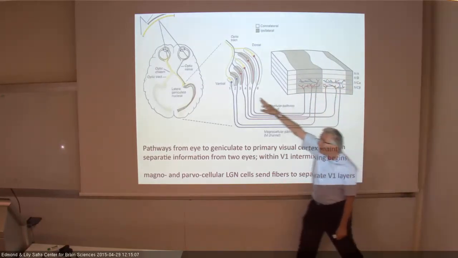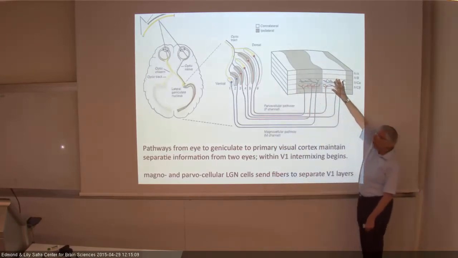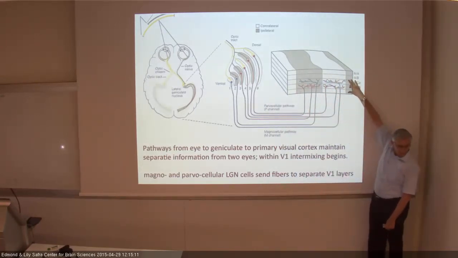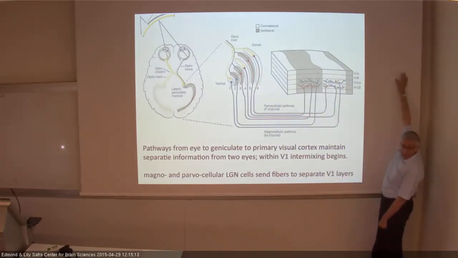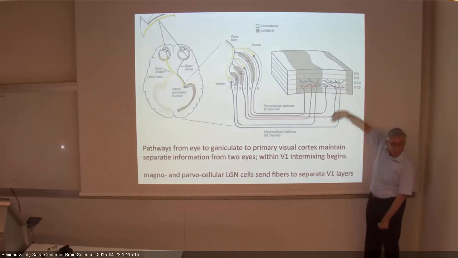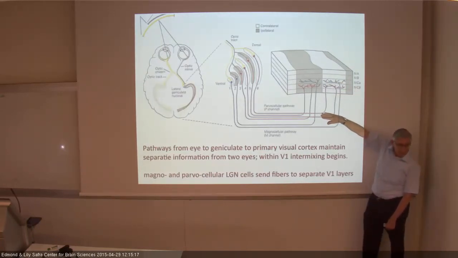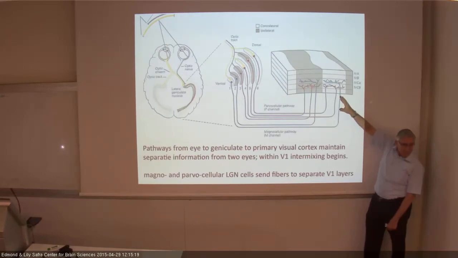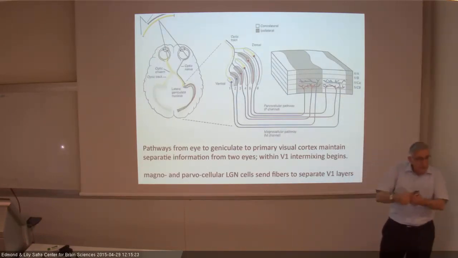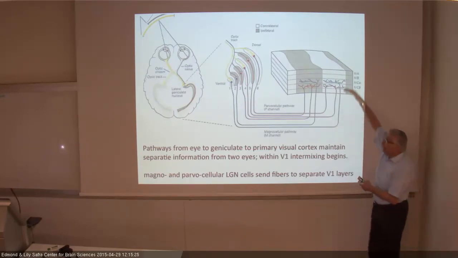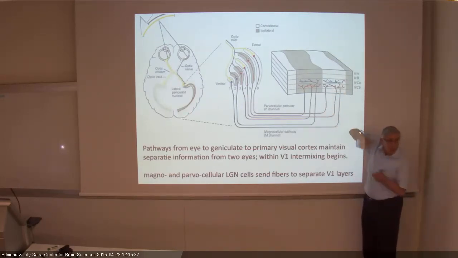The input from the LGN to V1 goes to layer 4. And feedback from the higher layers doesn't come to layer 4, but comes to layers 5 and 6. Sometimes 1 and 2. So you can tell whether something is feed forward or feed back by what layer it goes to. We define feed forward as going to layer 4. So that's the second way we can tell.